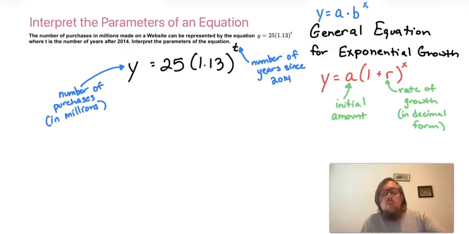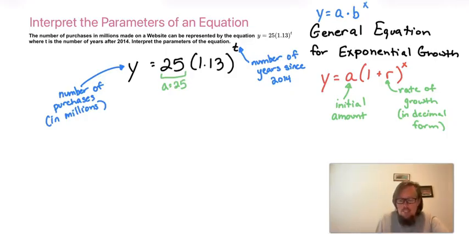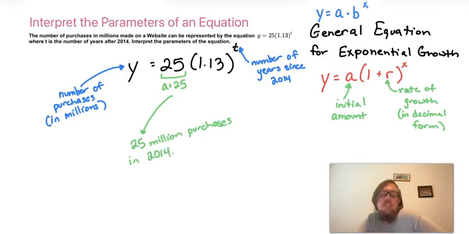Knowing that it's years since 2014 is important because it gives us context for our initial amount. Our initial amount, our value of A here, is 25. We're measuring in millions, so that 25 is 25 million. What this means is there were 25 million purchases in 2014. Since t is measuring years since 2014, that means our equation starts in the year 2014. So we had 25 million purchases in the year 2014.